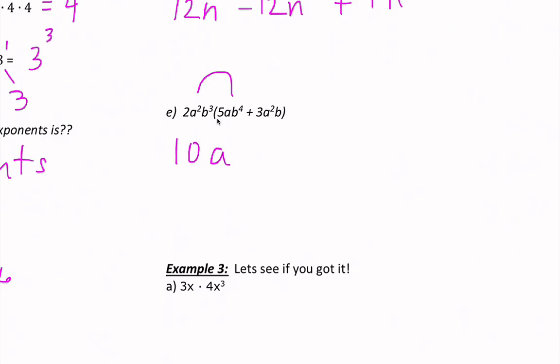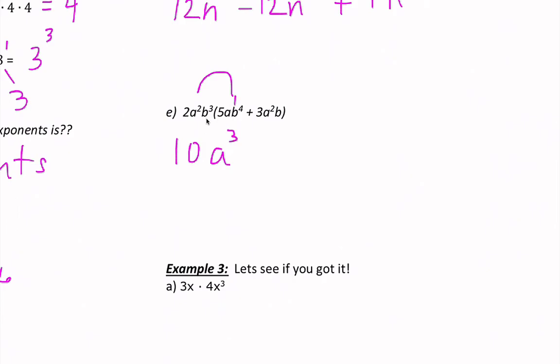And then I'm going to deal with my a. So I'm going to go ahead and write a down so I don't forget. Here I have a squared, and I'm multiplying it by a to the first. So go ahead and put your little 1 there. And we know our rule is to add, so a squared times a to the first, it's going to give us 2 plus 1 is 3, a to the third.